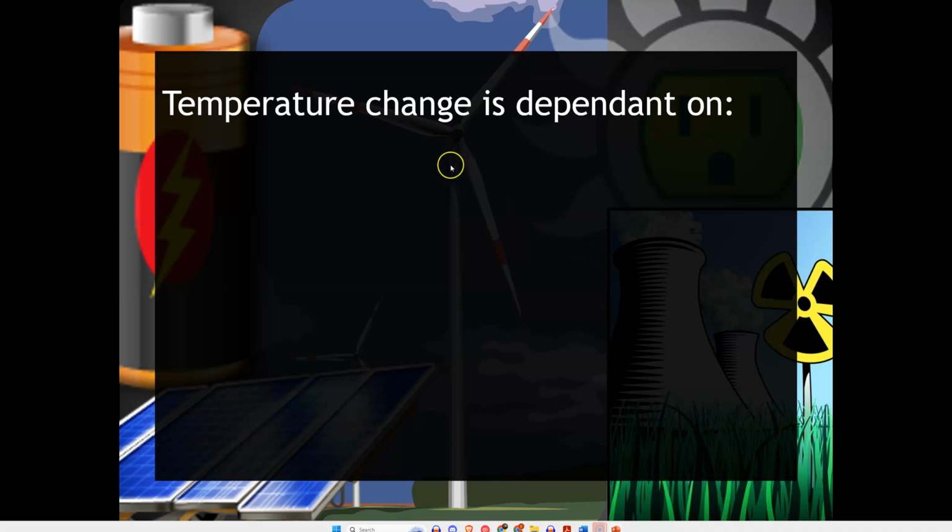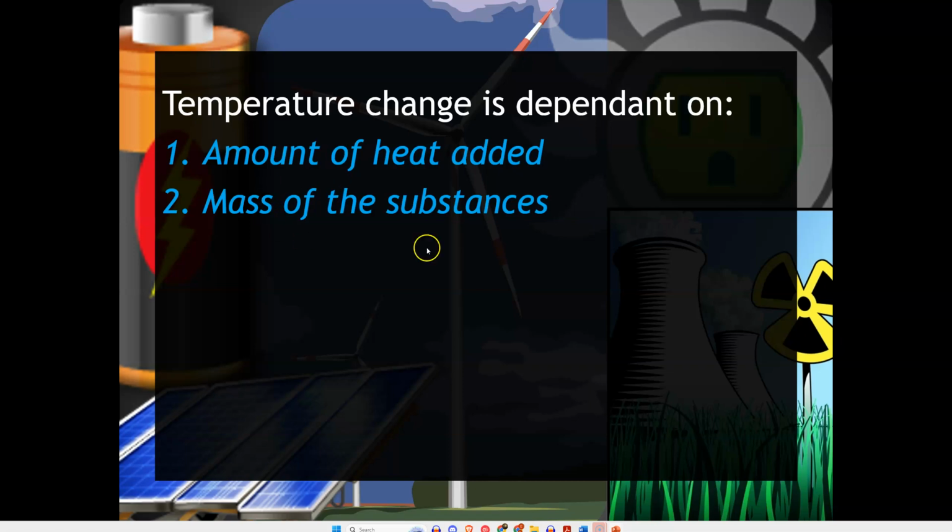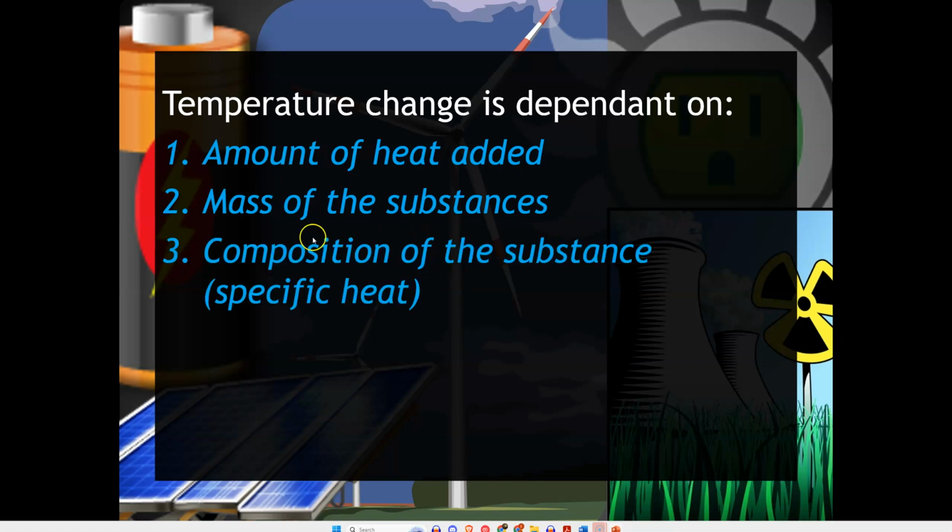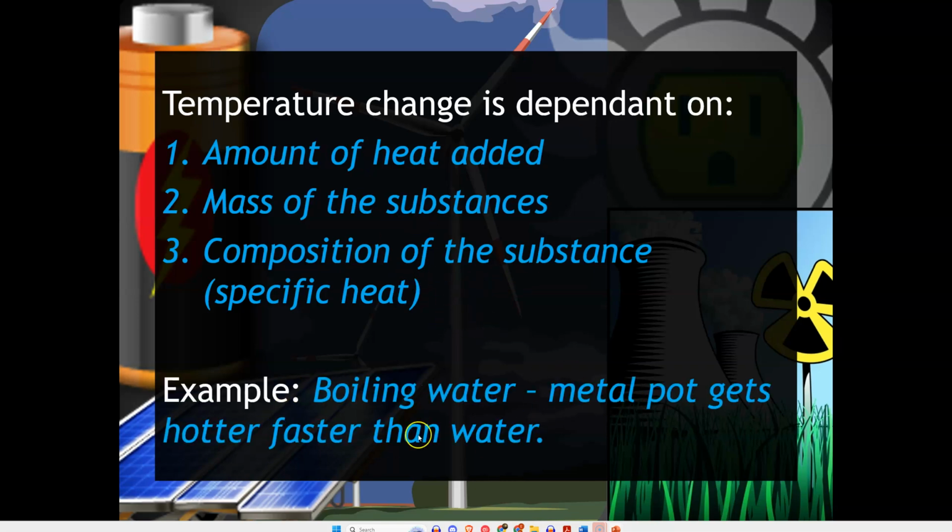Okay? So temperature change is dependent upon a couple of things: the amount of heat that's being added, the mass of the substance, and the composition of the substance. In other words, the specific heat of that. Think of boiling water. If you boil water, the metal pot gets a lot hotter faster than the water. The question generally is, why is that the case? It's because you have different materials that are heating up, and it also depends on the mass.